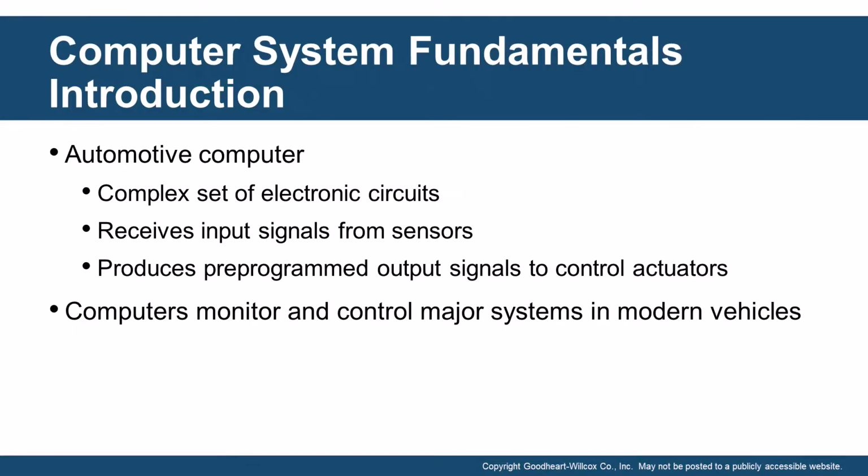Okay, with the automotive computer, keep in mind this is a complex set of electronic circuits, and they receive input signals from sensors, and it produces pre-programmed output signals that actually control actuators. You can think about this much like when you touch something that's maybe hot, your brain interprets that and you react and you pull away from it. The same thing might happen on a vehicle, and the computer is there to monitor these systems.